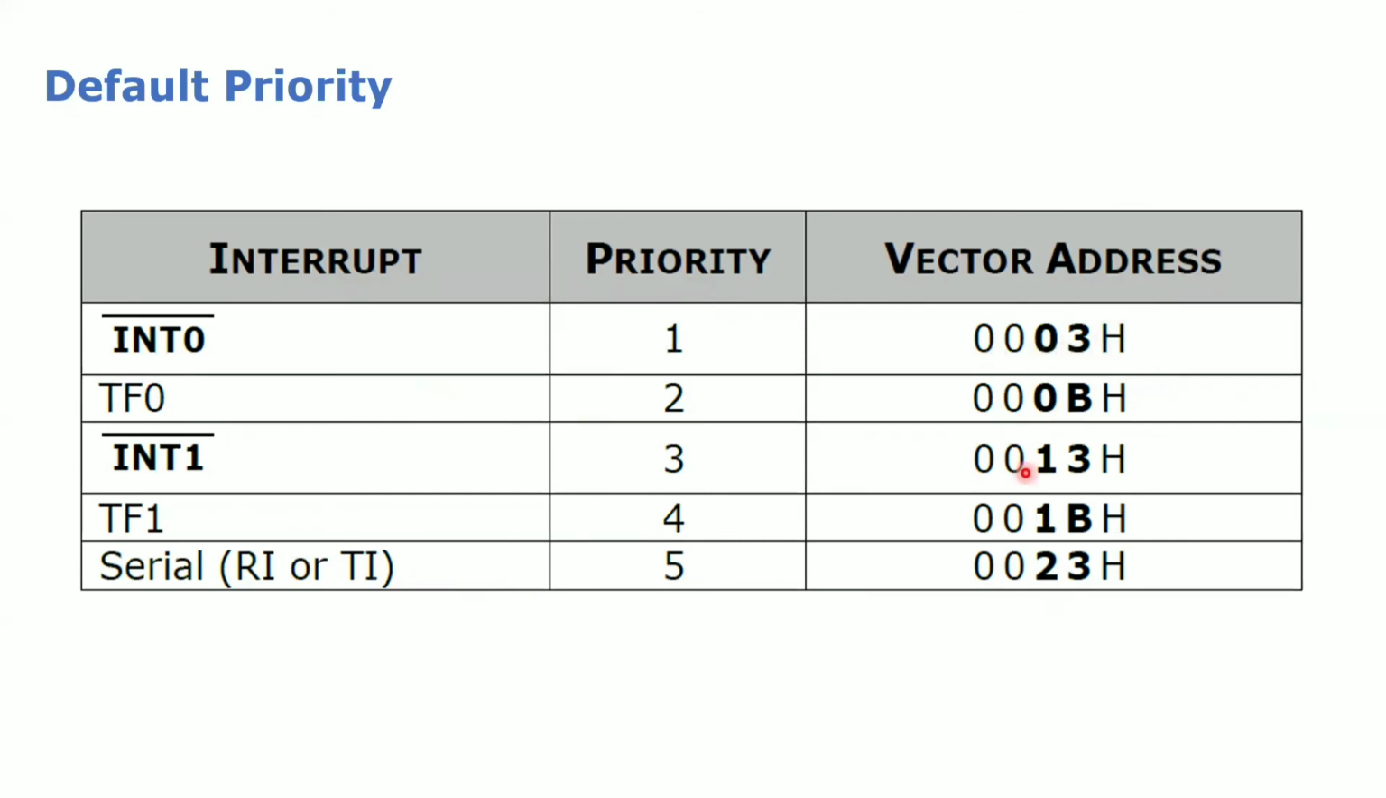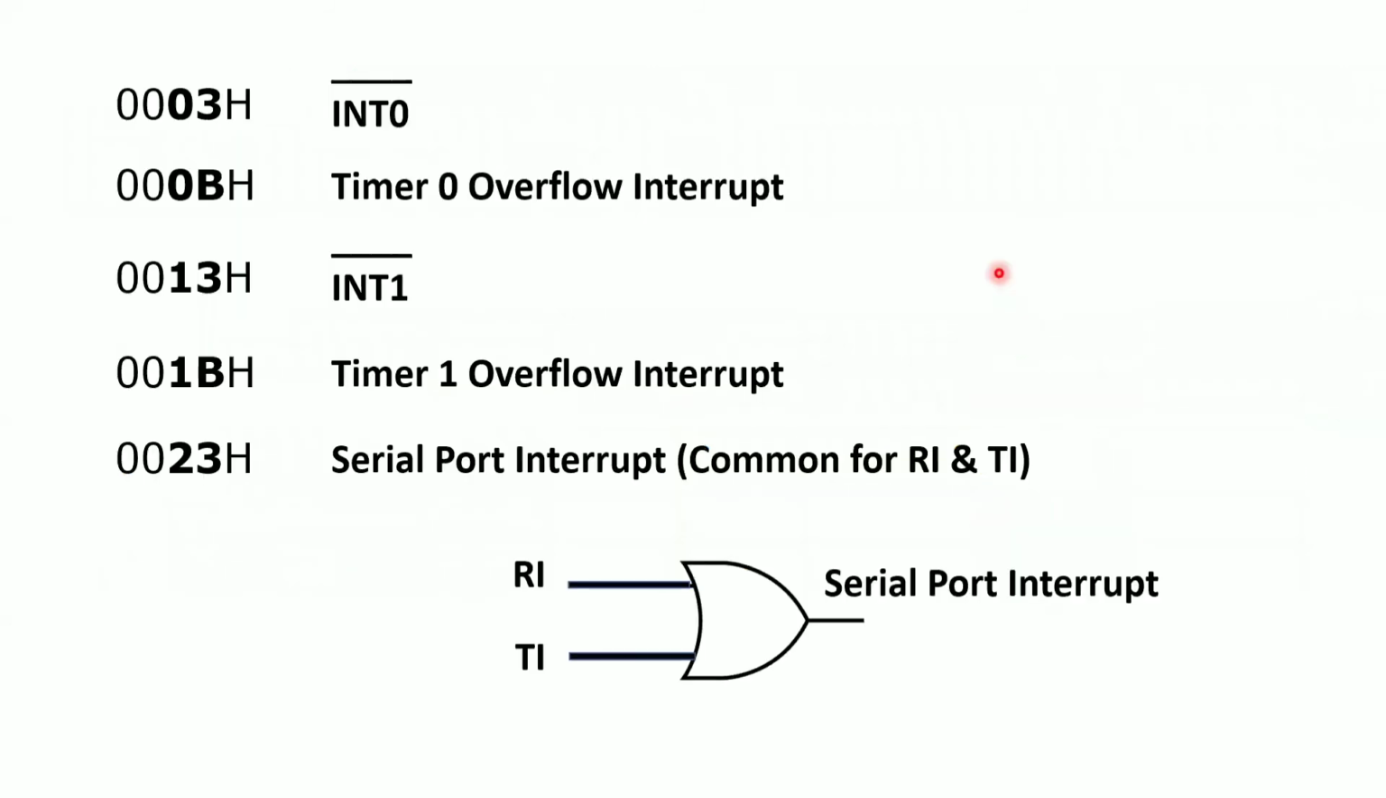Coming to these addresses, I told you each and every interrupt has its own address, which is called the vector. Why are they 0003, 000B, 0013, 001B? Because each address has a difference of 8. If you add 8 to it, you get the next address. So you don't need to memorize this. I can tell you in depth why it is only 0003, 000B, 0013 and so on, but it is not required right now. We are going to see what is what right now.